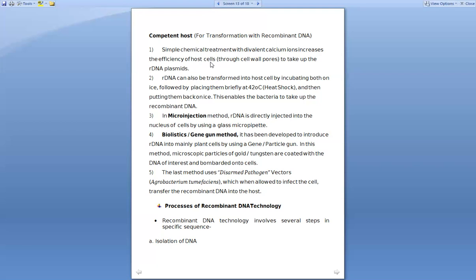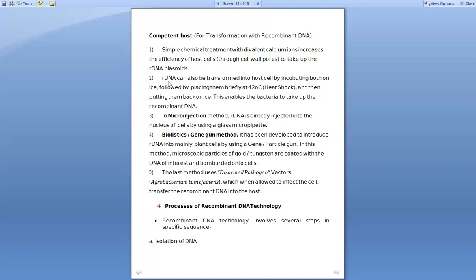Now these rDNA plasmids contain the gene of interest. There are different types of competent hosts and many different methods. Among these we are going to see five, and the first one is the chemical treatment with divalent calcium ions, which increases the ability of the host cell to take in the rDNA plasmid.